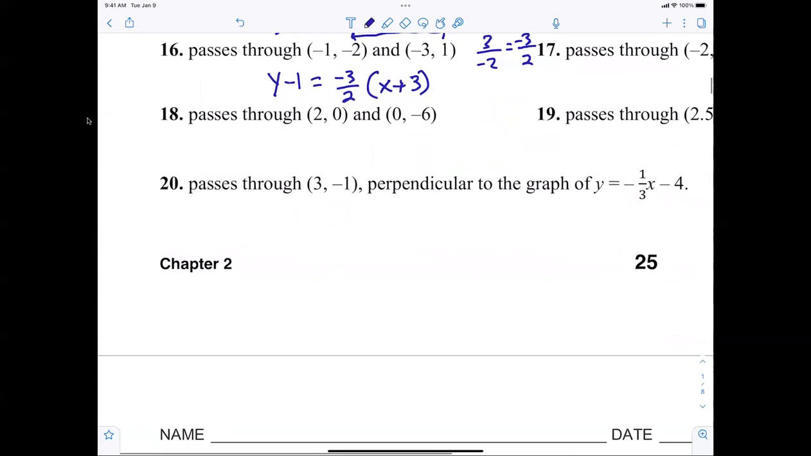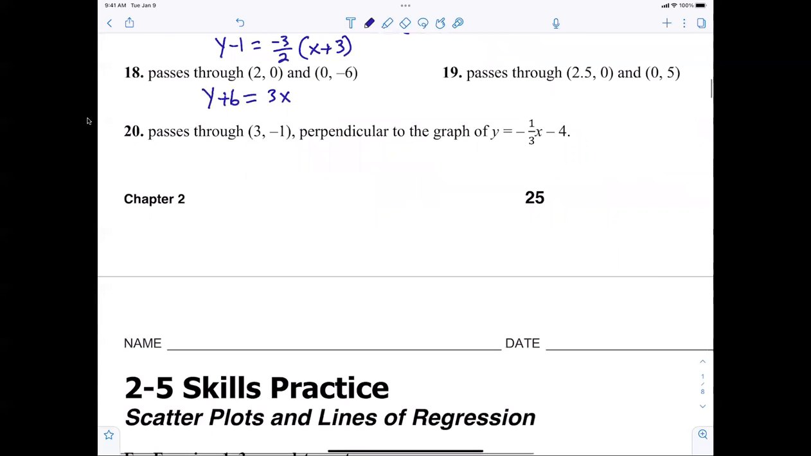All right, Olivia, you're up. Y plus 6 equals 3x. Everybody okay with that? Anybody have any issues with that? All right. Jackson, you're up. Number 20.